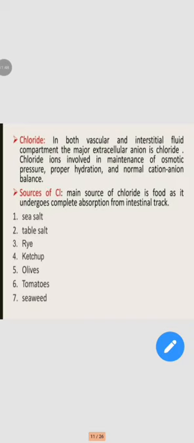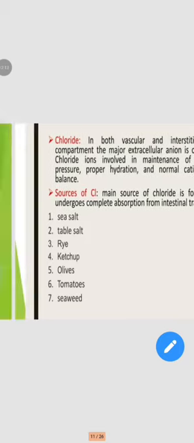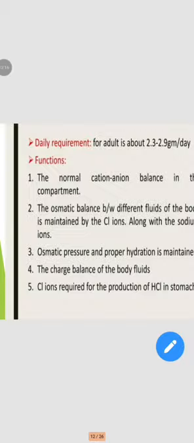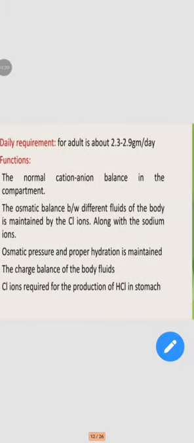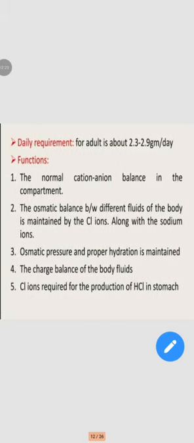Then sources of chloride. The main source of chloride is food, as it undergoes complete absorption from the intestinal tract. Sources include sea salt, table salt, rye, ketchup, olives, tomatoes, seaweed. Daily requirement of chloride for an adult is about 2.3 to 2.9 grams per day.